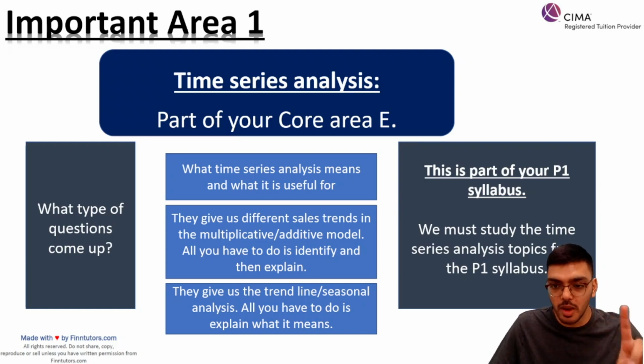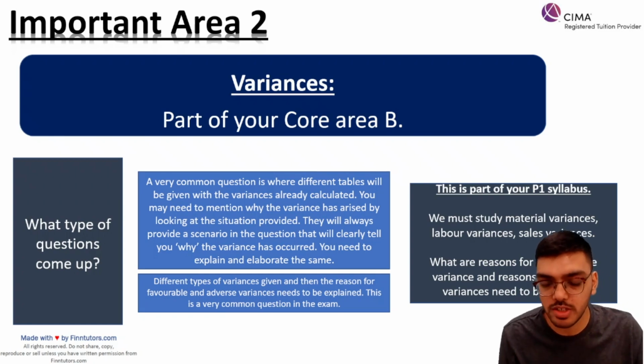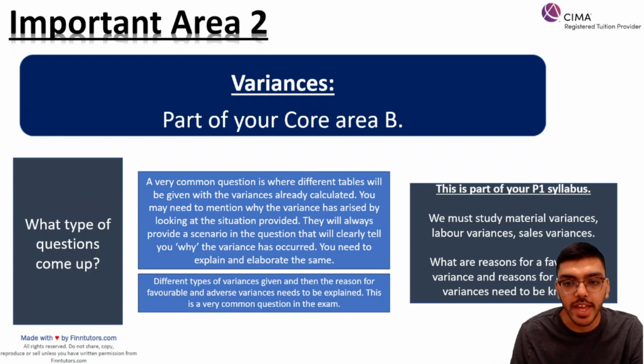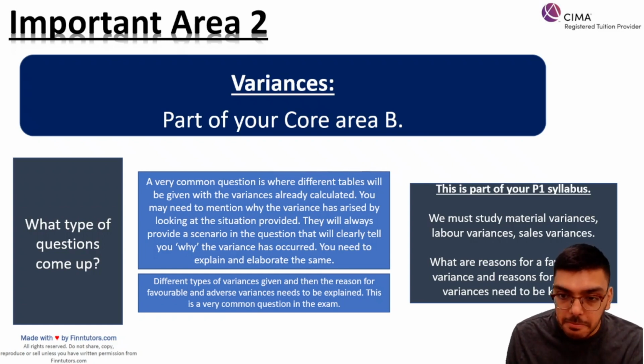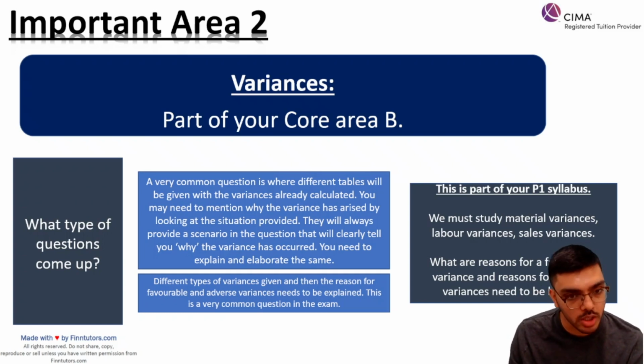That's important area 1. Second topic we find very important for this fireworks case study is the variances topic. This is part of your core area B and part of your chapters 4 and 5 in P1. Very, very, very important because it's a manufacturing organization. It's an organization that manufactures goods. So obviously there's a higher chance of a variance question coming up.